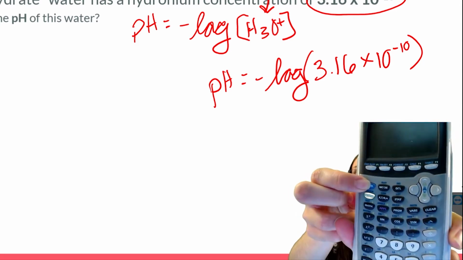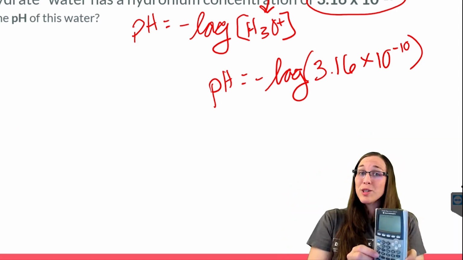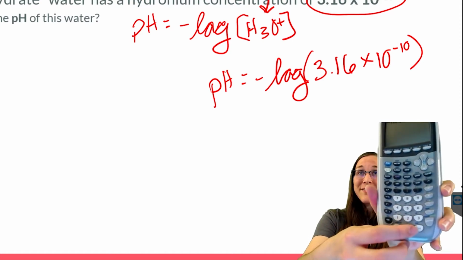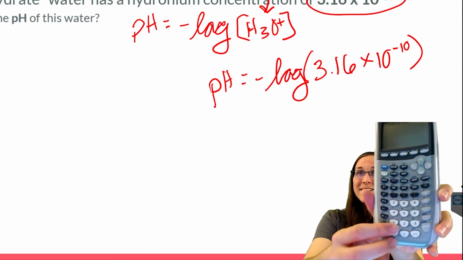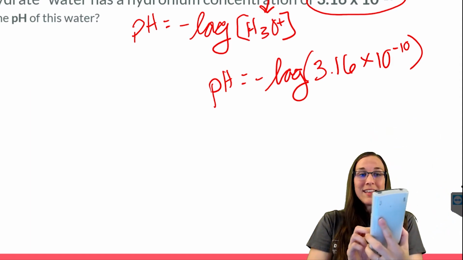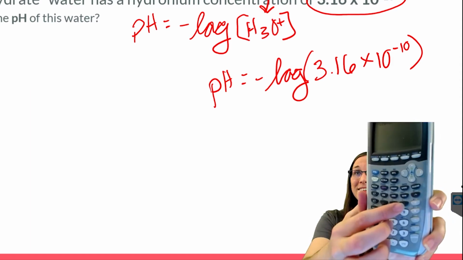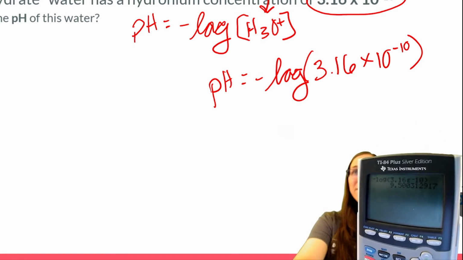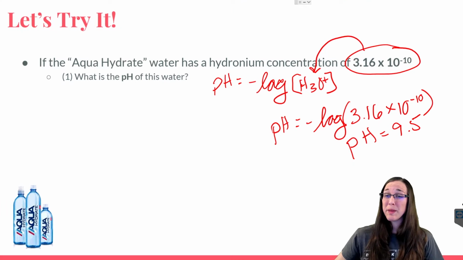second EE for the shortcut for times 10 to the, and then another negative 10. Last thing you need to do is close your parenthesis here and hit enter. We see that our pH is 9.5. That means that this water would be pretty basic.